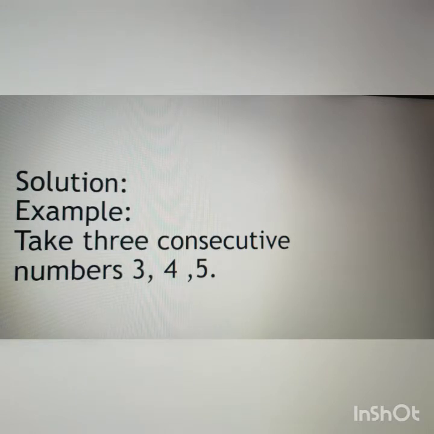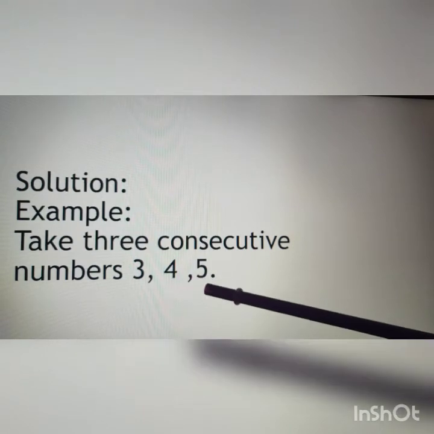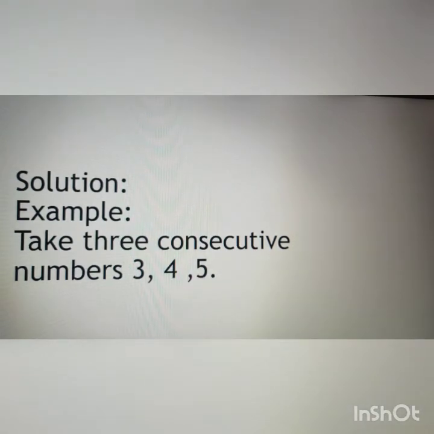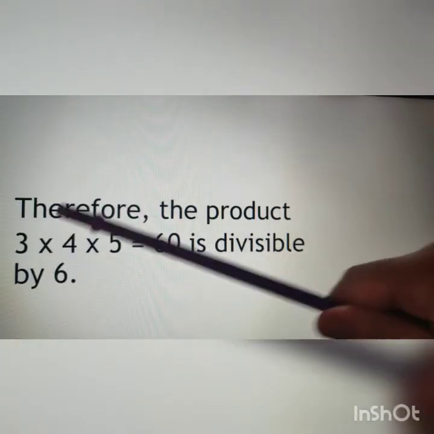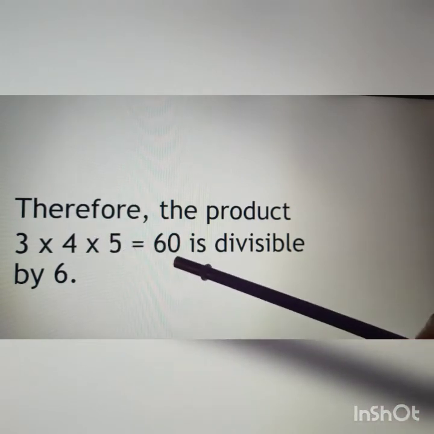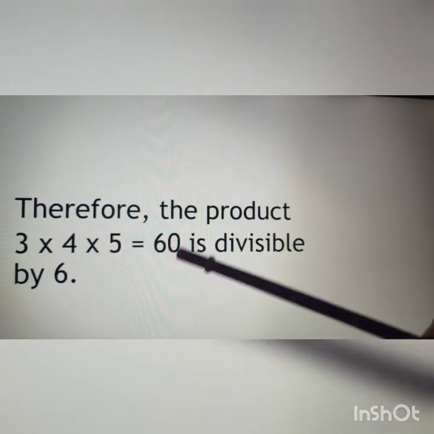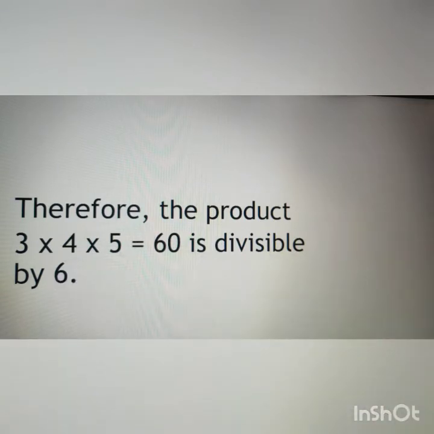So we will take three numbers as 3, 4 and 5. And we have to find out their product. Product of 3 into 4 into 5 is equal to 60, and 60 is divisible by 6. Similarly, you can try more three consecutive numbers, find their product and try to divide it by 6 and verify it.